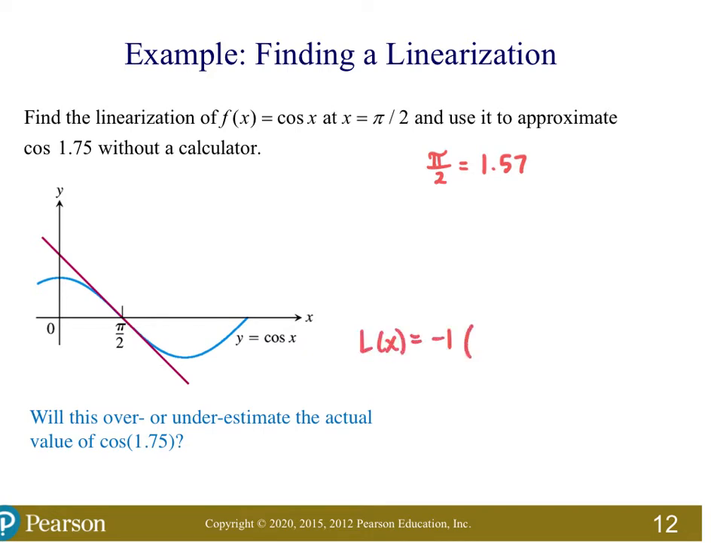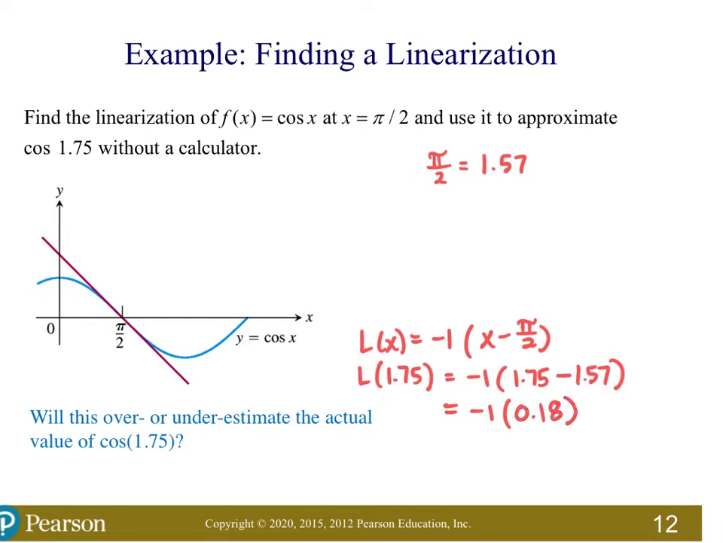So our linearization was negative 1 times x minus pi halves. And we were finding the linearization for 1.75. So that would be negative 1 times 1.75 minus the estimation for pi halves, which is 1.57. And so now our estimation turns out to be 0.18. So we're looking at negative 0.18 as our estimation for the linearization.